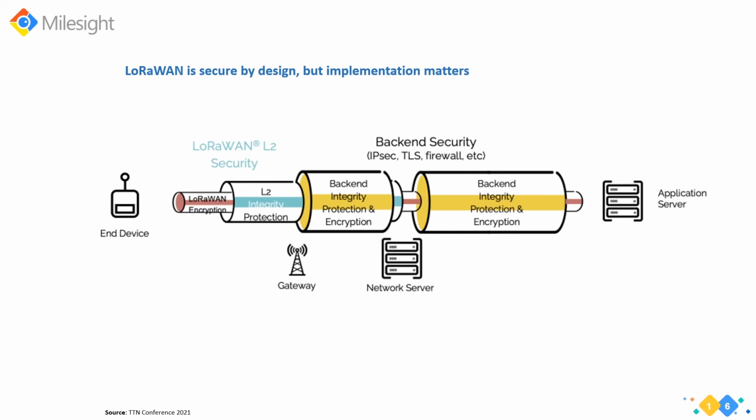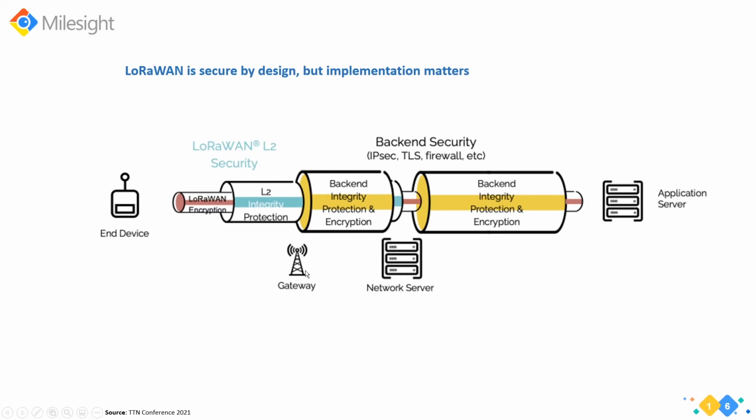And LoRaWAN is secure by design, but the implementation matters as well. So LoRaWAN security is an end-to-end security. You can see here in the red color, it is the application session key between the end device and the application server. And in light blue here is the network session key that encrypts between the end device and the network server here.